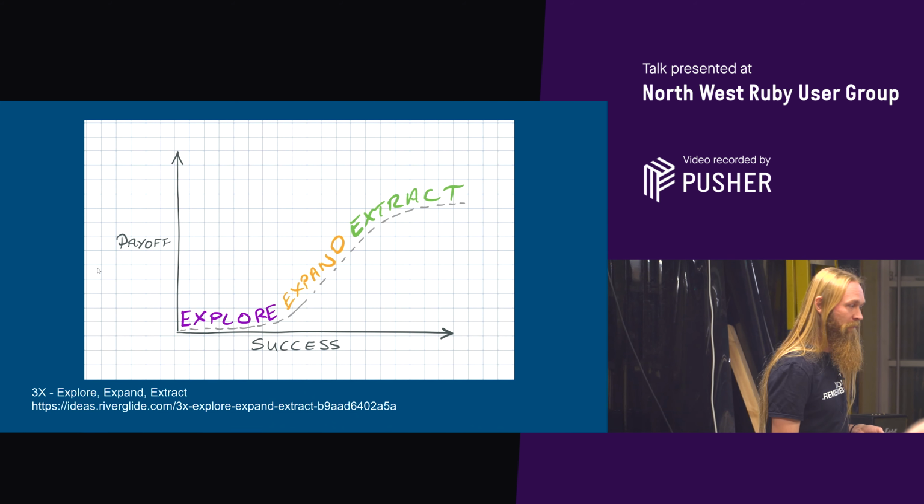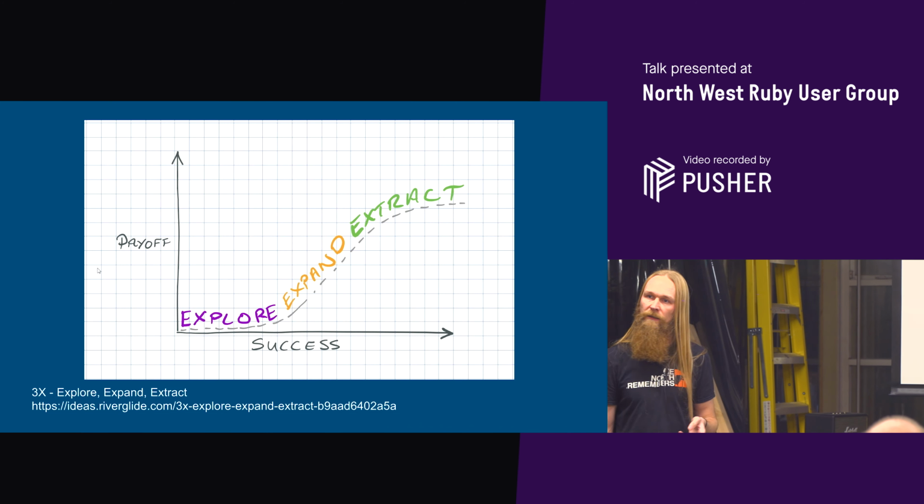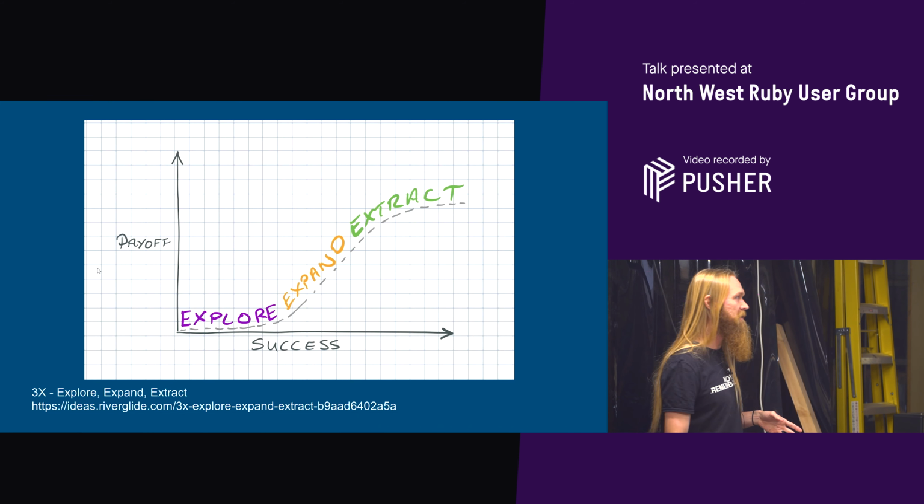On software, and this is the 3X model by Kent Beck. He's been talking about this lately. And again, it's this idea of context.